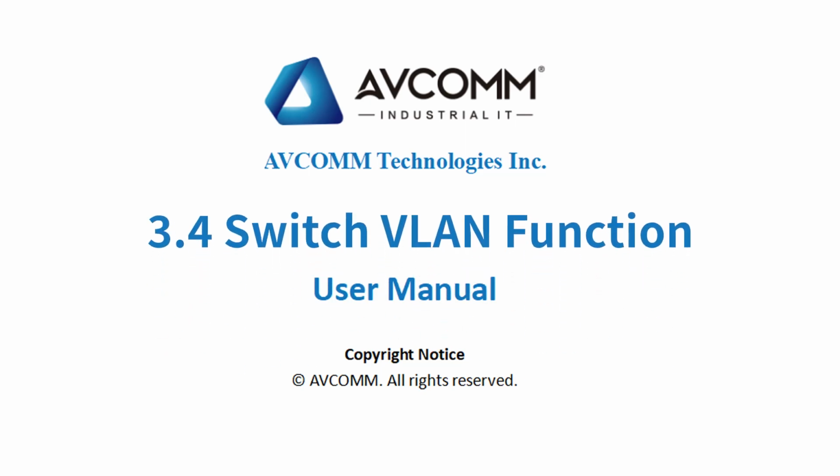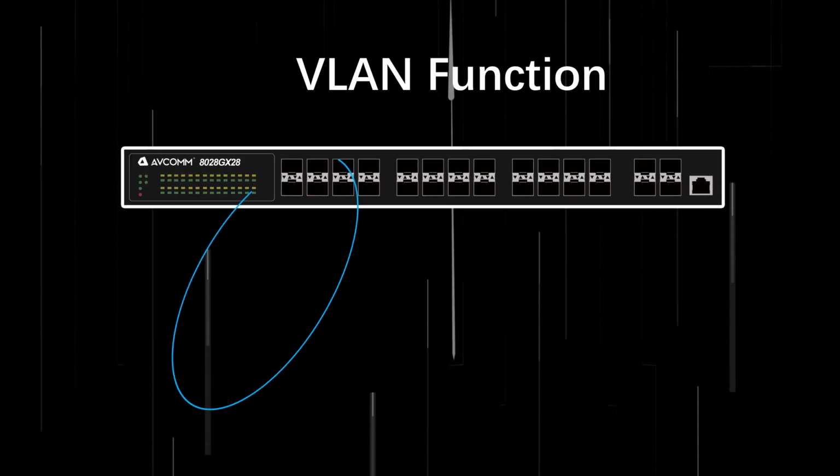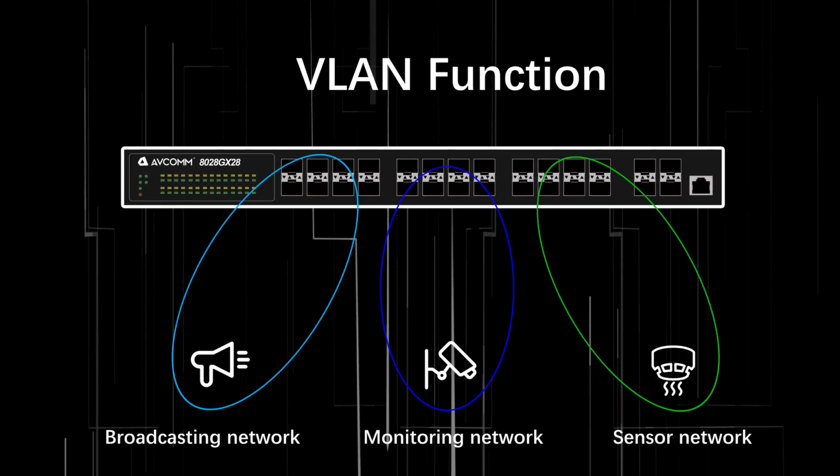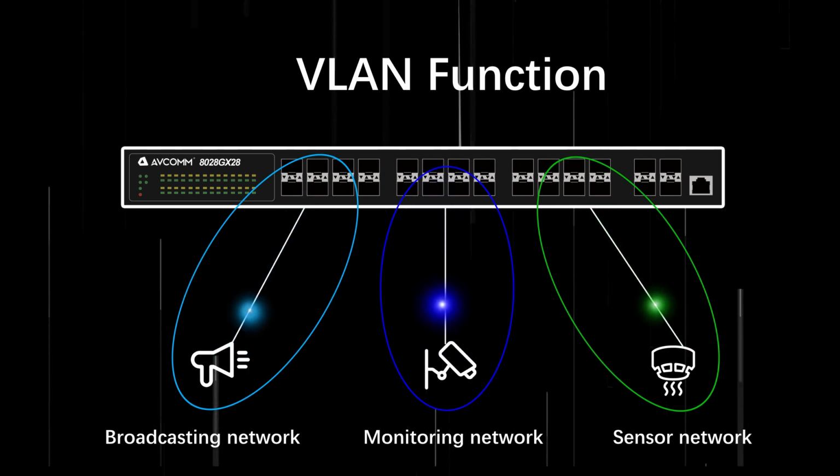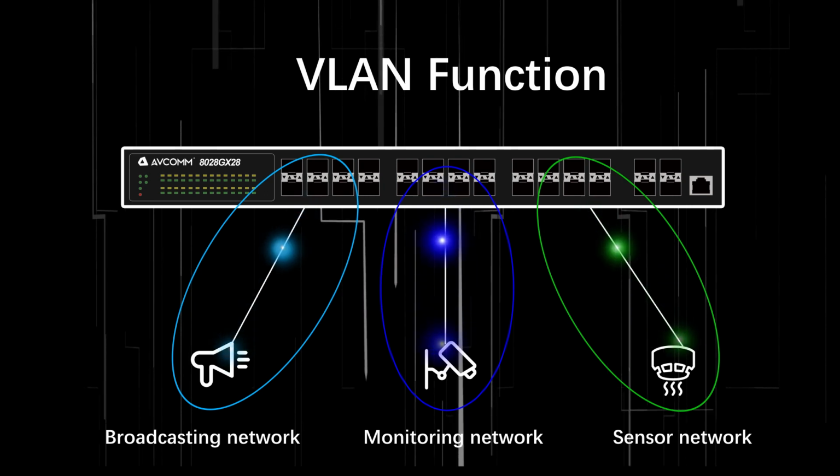Hello everyone, today we will go through section 3.4 of the switch user manual. By using the VLAN function, we divide the LAN into multiple independent logical networks to achieve data isolation and secure transmission, making it more convenient for management and maintenance.